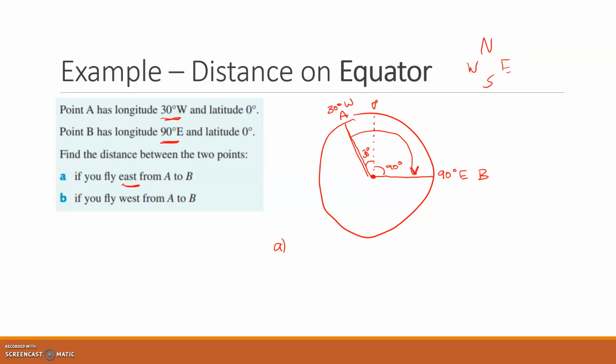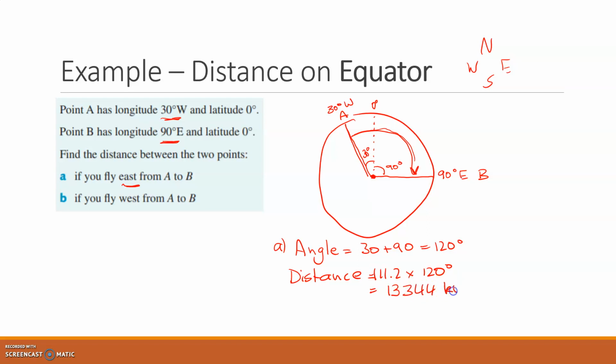So if we travel east like that, as we can see, the angle between those 2 points is 30 plus 90. Okay, so the angular distance is equal to 30 plus 90 degrees, which equals 120 degrees. Therefore the real distance, because this is on a great circle, is just 111.2 multiplied by 120 degrees. And let's see what answer we get. So that's 13,344 kilometers for A. All right, that's A. That was a nice and simple one. Let's have a look at B.